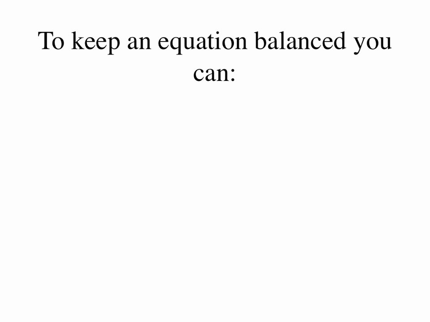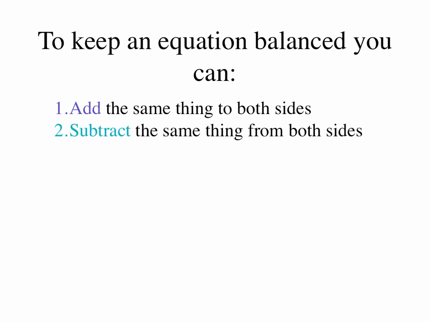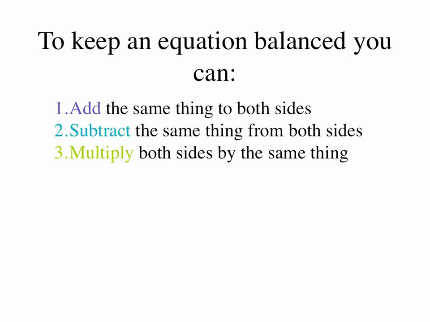To keep an equation balanced, there are some things you can do. You can add the same thing to both sides. Picture a physical balance scale in your mind. If you add the same thing to both sides, it stays balanced. You can subtract the same thing from both sides. You can multiply both sides by the same thing.